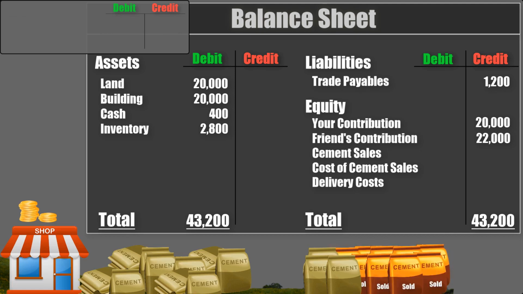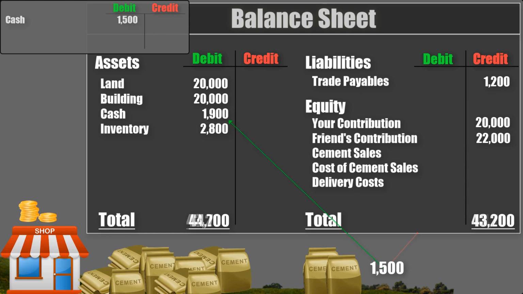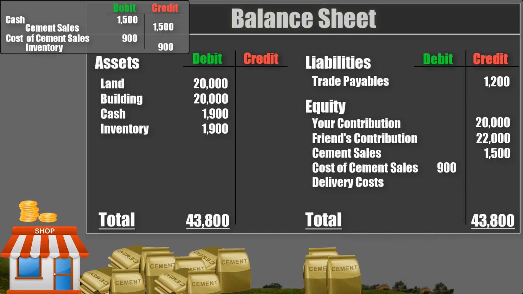You sold 9 bags of cement for 1500 in cash. We debit cash with 1500 and credit cement sales. We also need to record the cost of the sale. The cost of these bags is 900. So we debit cost of cement sales and credit the inventory account. So far so good. But wait a second. This is not how you are used to record a sale with the accounting software you use. You simply state the quantity and price and it's done. So why this double entry?